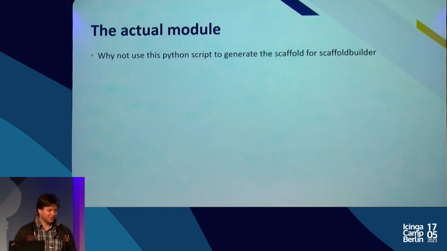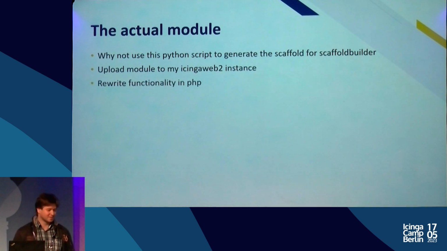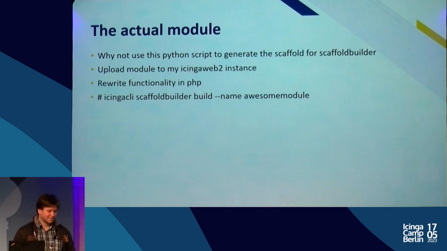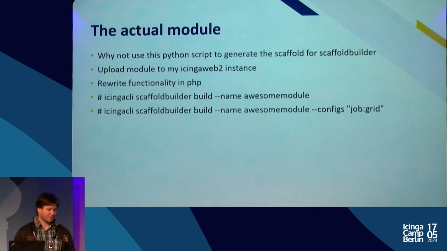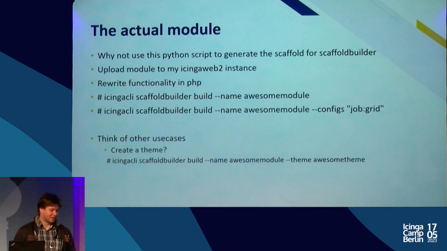The actual module used this Python script to create a module named Scaffold Builder, and I uploaded this to my Icinga Web 2 instance, and then rewrote all this functionality in PHP, and use something like that: the Icinga CLI to create a module by name, or create a module with configs. You can also create a basic theme, because modules can also have themes.